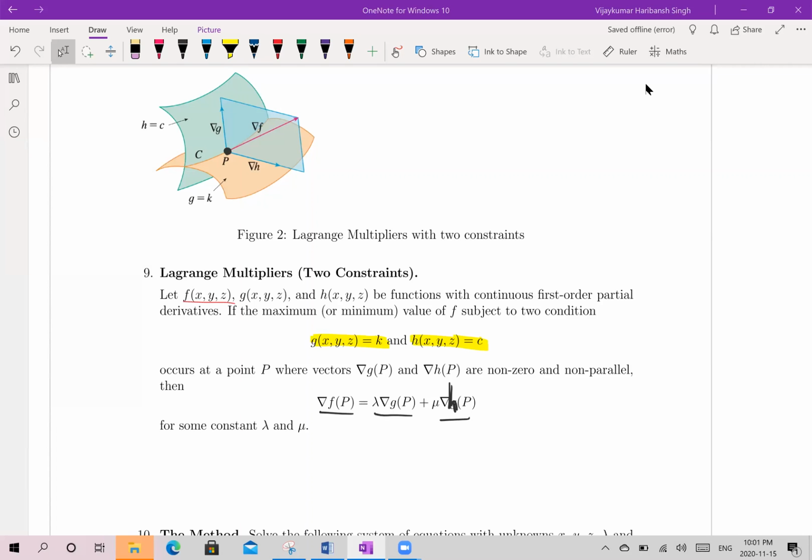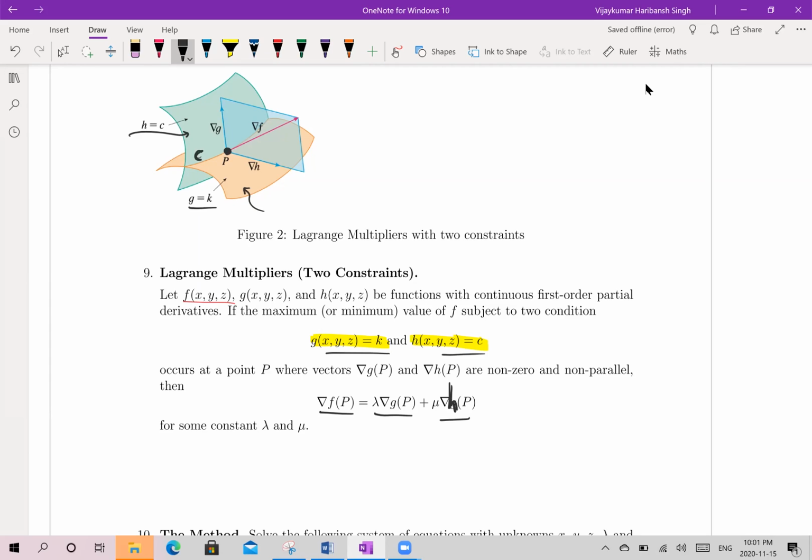Why this is true, basically the idea is, first of all, you are looking at the intersection of these two surfaces. This surface is G equals K, that means G of x, y, z equals K. This one is H of x, y, z equals C. Essentially we are looking at the intersection, so our maximum or minimum value will lie on this intersection curve, which is C.